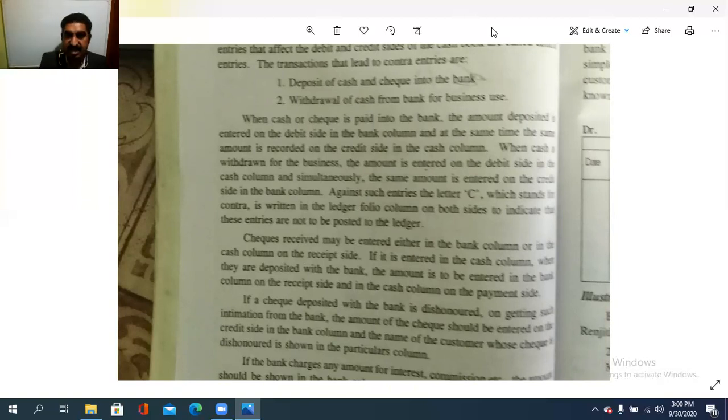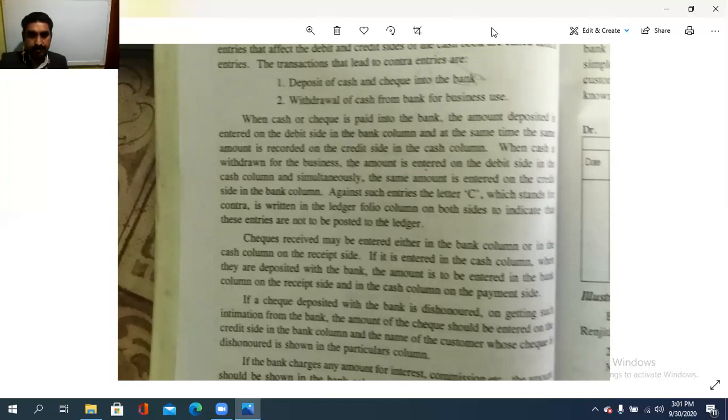Against such entries, the letter C, which stands for contra, is written in the ledger folio column on both the sides to indicate that these entries are not to be posted to the ledger. Contra entries ledger load post cheyanda because അത് ഓൾറെഡി ഡെബിറ്റ് ആസ്പെക്റ്റും ക്രെഡിറ്റ് ആസ്പെക്റ്റും ഒരേ അക്കൗണ്ടിൽ അല്ലെ ഒരേ ബുക്കിൽ തന്നെ എഴുതുന്നുണ്ട്.